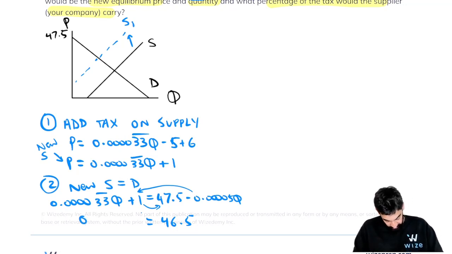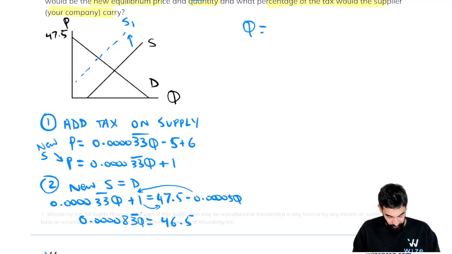So it's going to give you 0.00083 reoccurring Q on the left. And then to get the Q, you're going to do 46.5 divided by answer. That gives us 558,000. So if you keep all the 3's in your calculator and then just do 46.5 divided by answer, it'll give you a nice round number. So that means the quantity over here is 558,000.